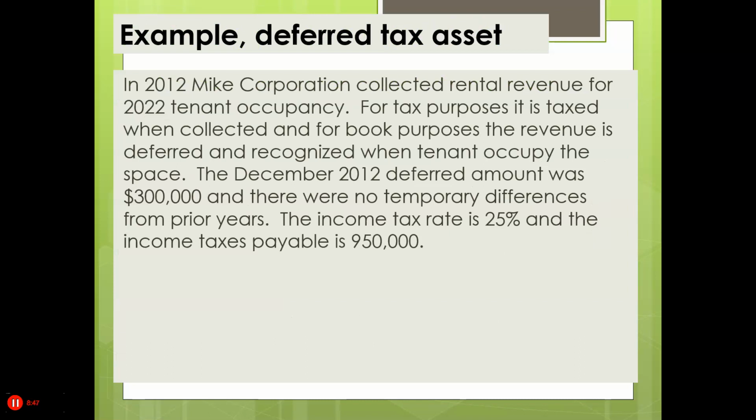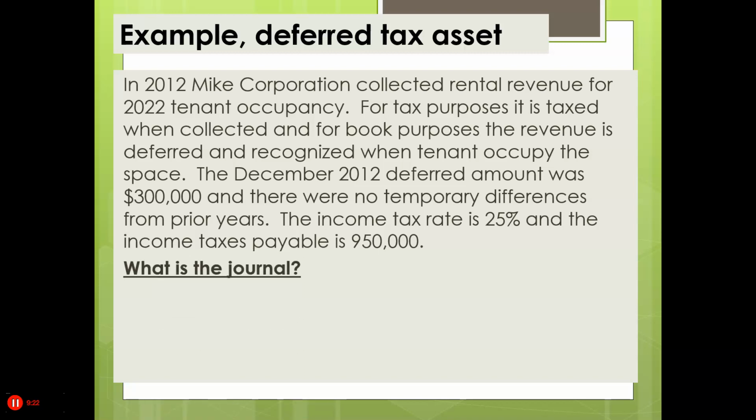Now let's take a look at another example, deferred tax asset. In 2012, My Corporation collected rental revenue for 2022 tenant occupancy. For tax purposes, it is taxed when collected, and for book purposes, the revenue is deferred and recognized when tenants occupy the space. The December 2012 deferred amount was $300,000, and there were no temporary differences from prior years. The income tax rate is 25%, and the income tax payable is $950,000.